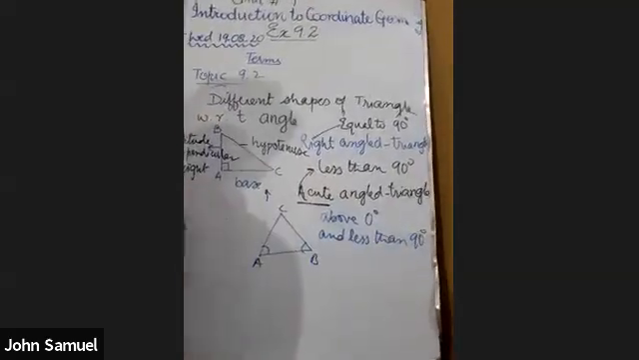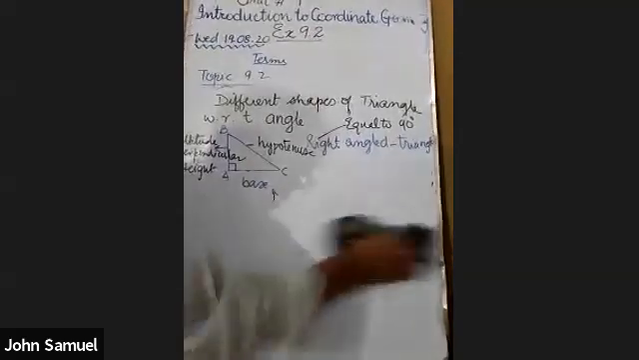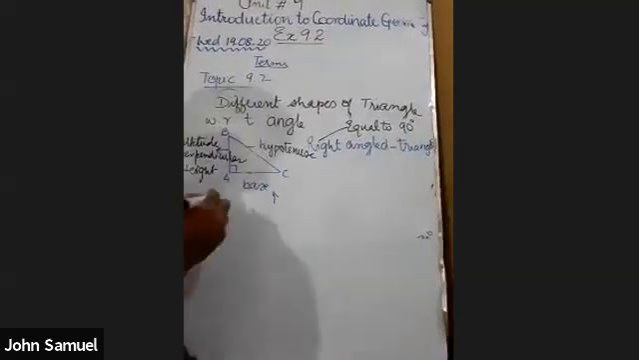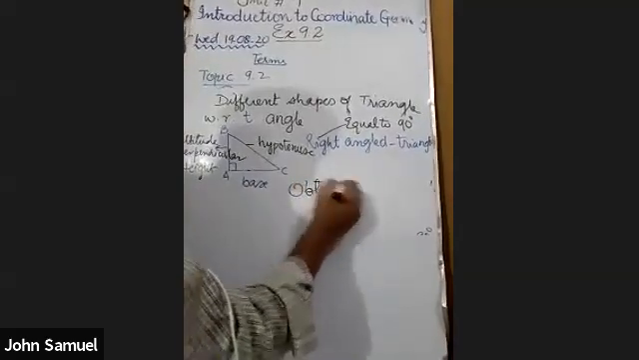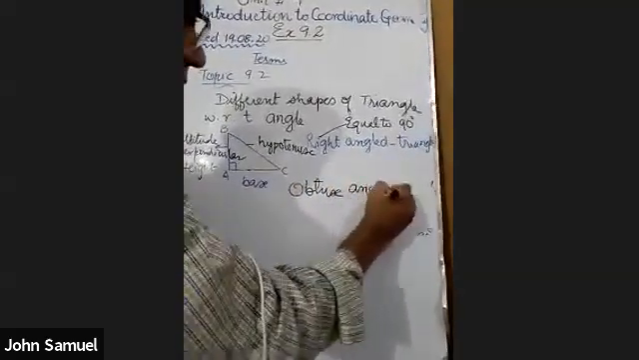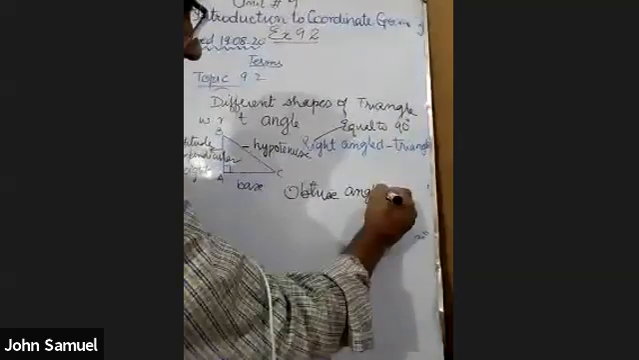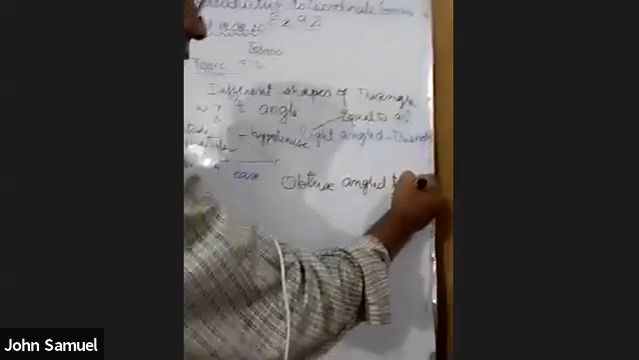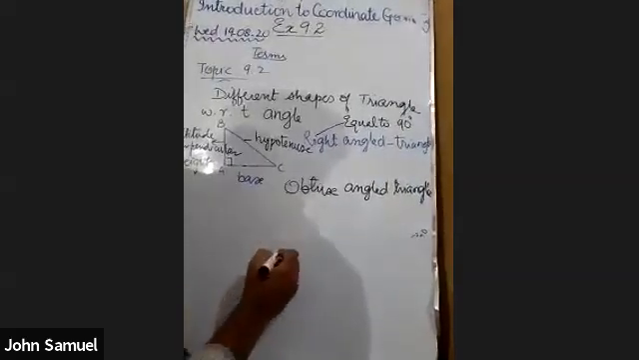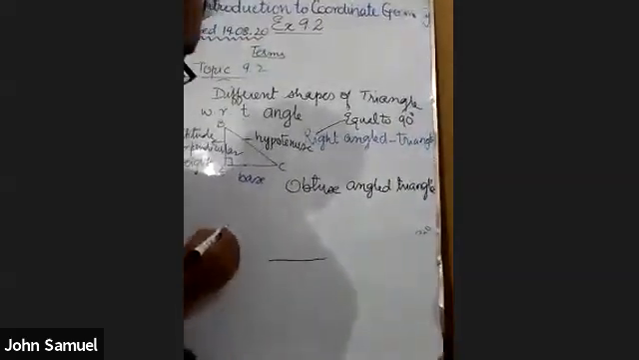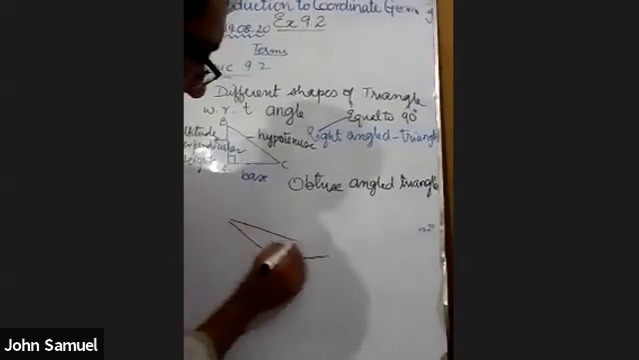Now third is obtuse angled triangle. For an obtuse angle triangle, remember this is our base, this could be the obtuse, and this is acute.